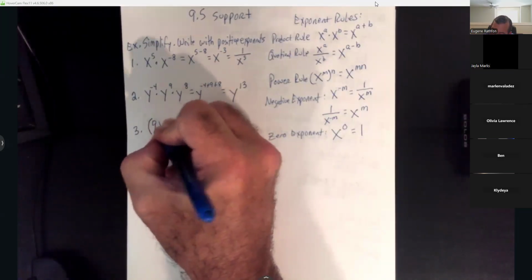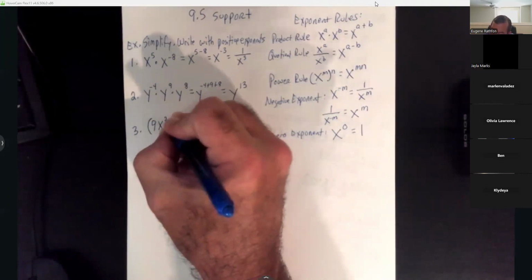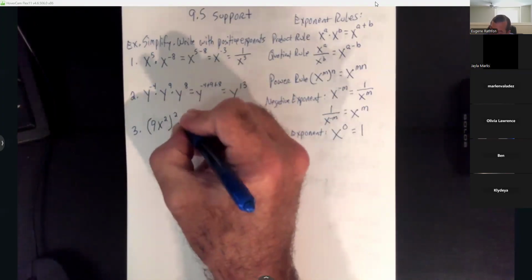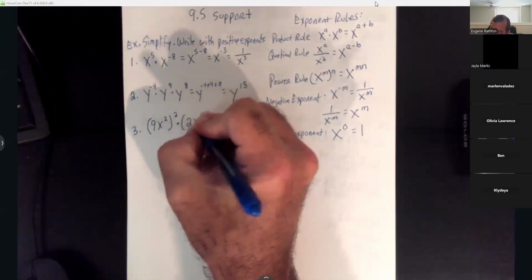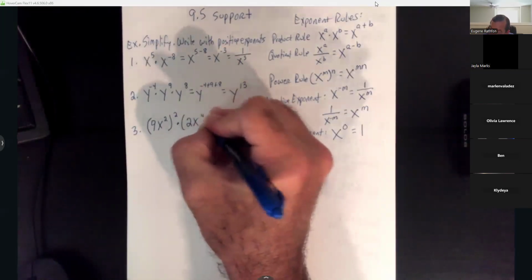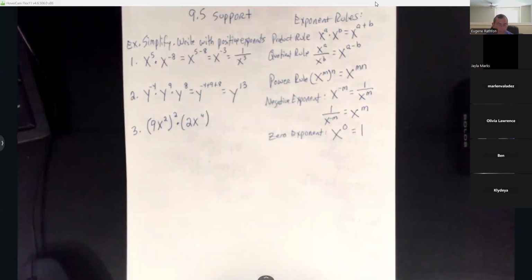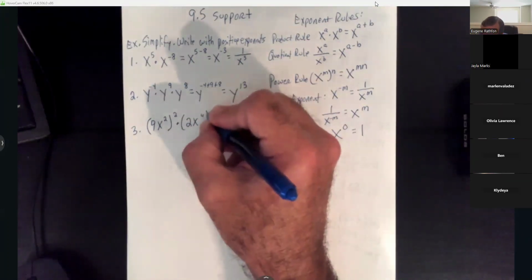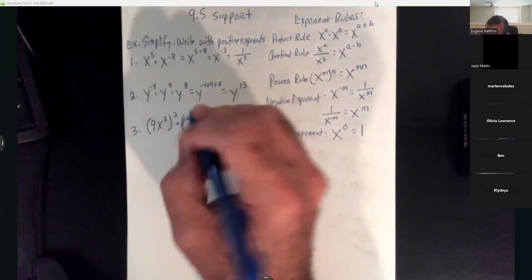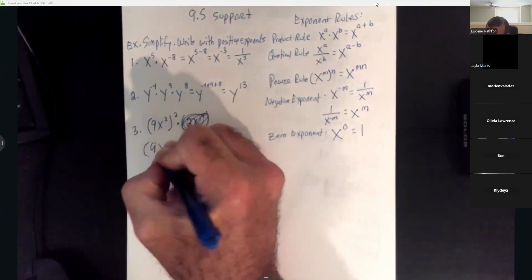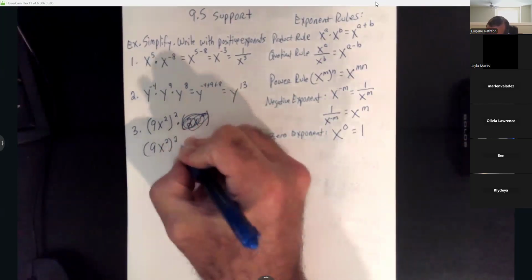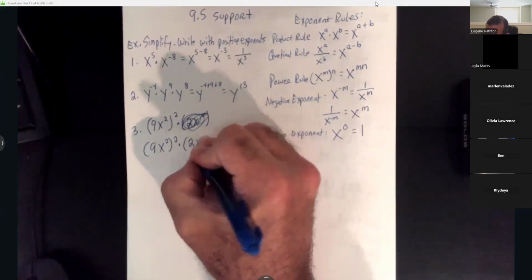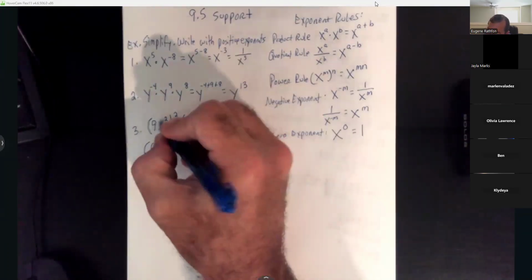All right, y'all. 9x squared squared times 2x to the fourth. Whoops, hang on, y'all. That 4 was outside the parentheses. So let me rewrite this one. 9x squared squared times 2x, and then the 4 was on the outside.